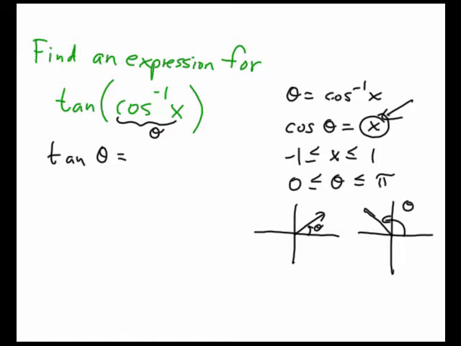Alright, we need to know the tangent of this angle, and what we know is that the cosine ratio right here is x over 1, which relates to the x coordinate, I'll do that in capital X because it's not the same as little x, divided by the radius. So right here, I've got a radius of 1, I've got an x value of x, and my y value I can calculate by Pythagoras, which would be the square root of 1 minus x squared.